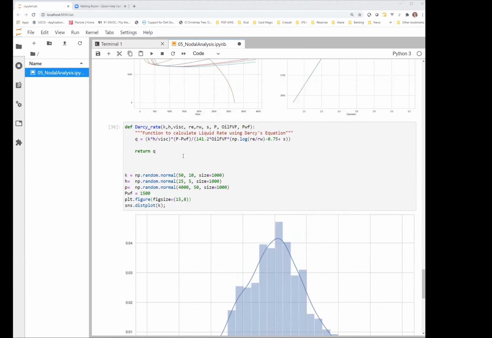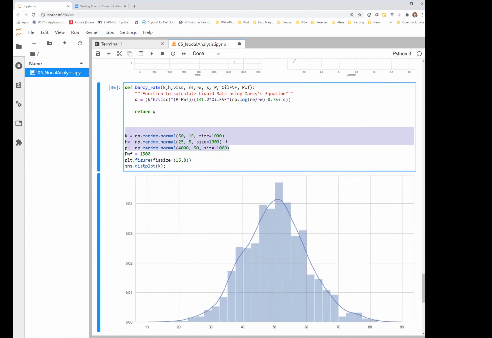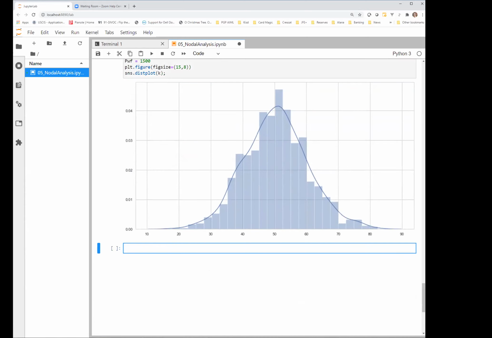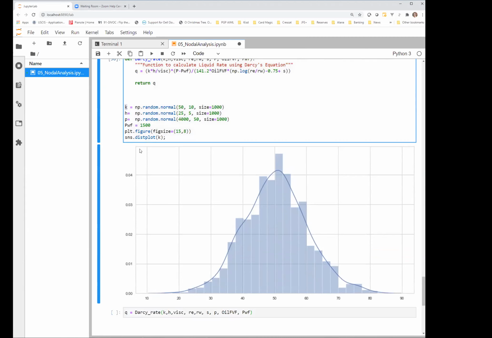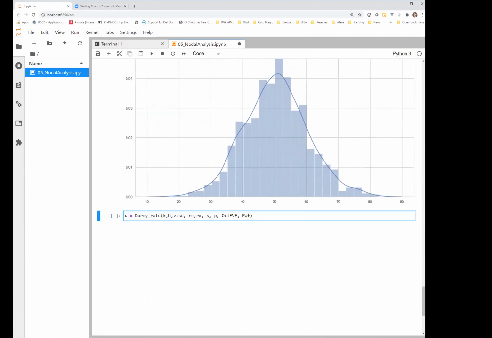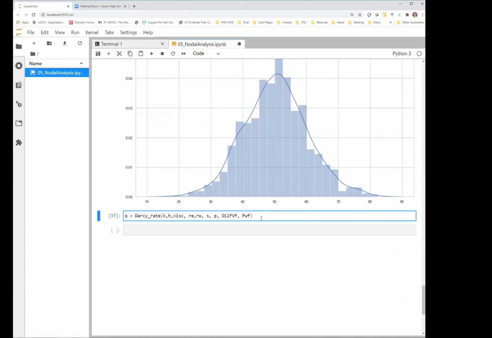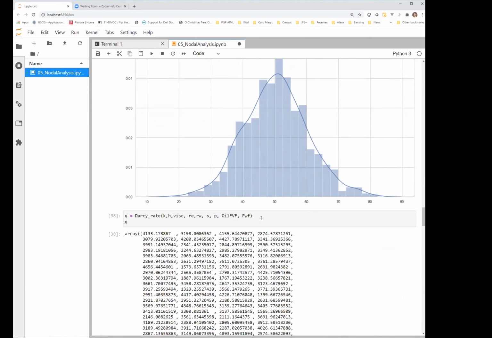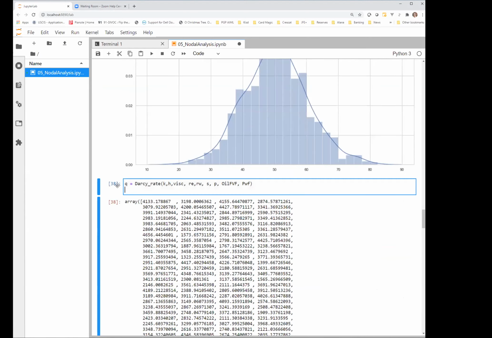But now let's use this function, Darcy rate, and I'm going to be passing to this function all these arrays: the permeability, thickness, viscosity. So we have a solution. If I write here Q, this is my array of solutions, okay? And let's plot this in a nicer way.